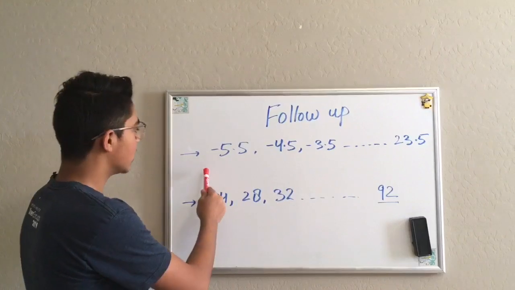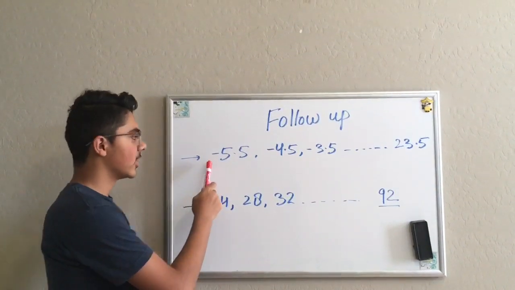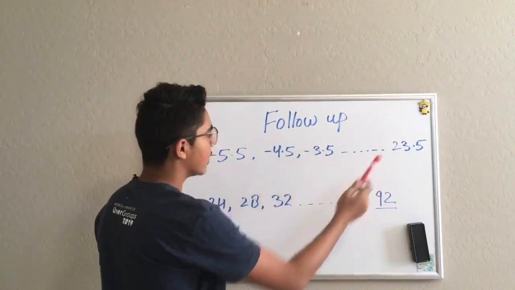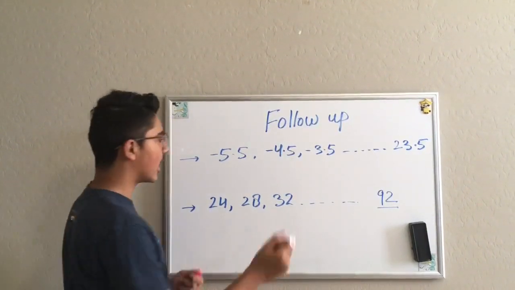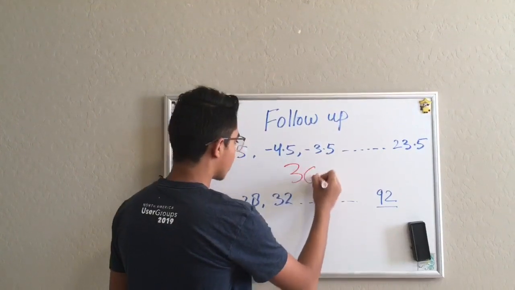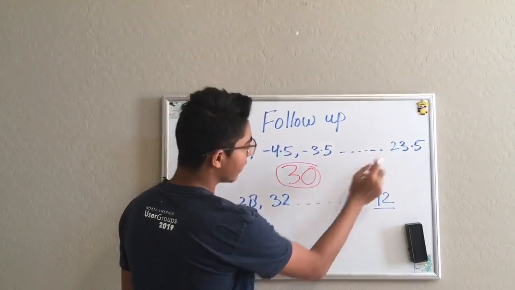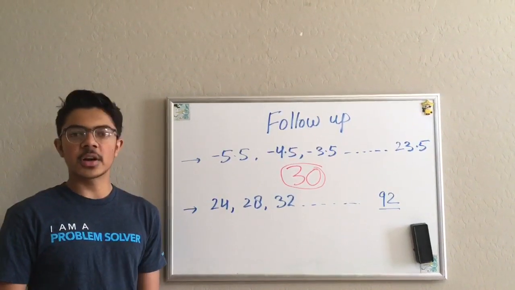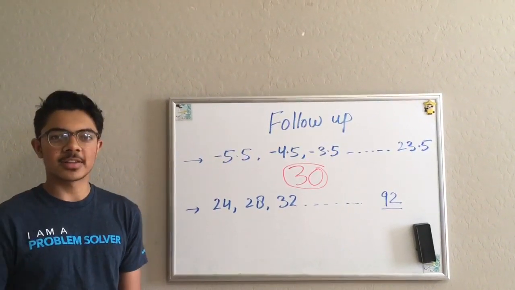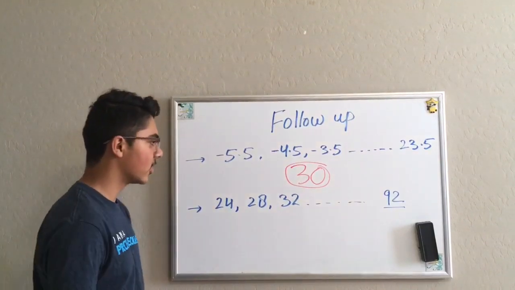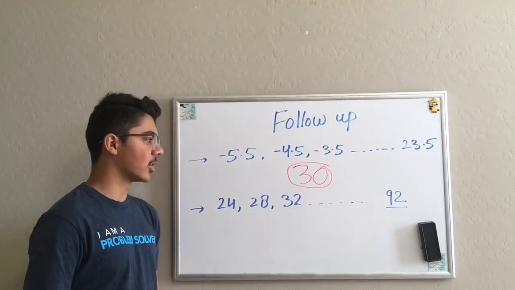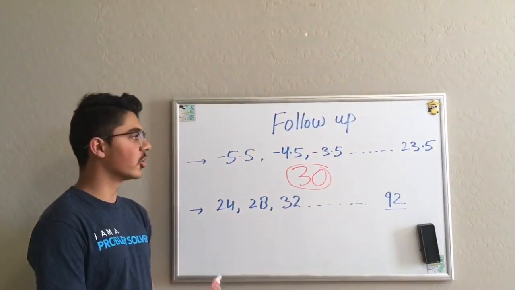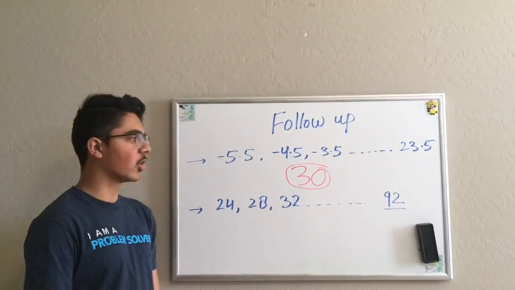The first one is, how many numbers are in the series negative 5.5, negative 4.5, negative 3.5, all the way to 23.5? The answer to that is 30, and we got that answer by adding 6.5 to 23.5. If you don't know how we got that answer, or if you got a different answer, or if you just want to learn the concept, you can go back and watch the previous video. Now the second one actually covers a concept that we will be learning today in the second part of the last video. So make sure you go back and watch that previous video.